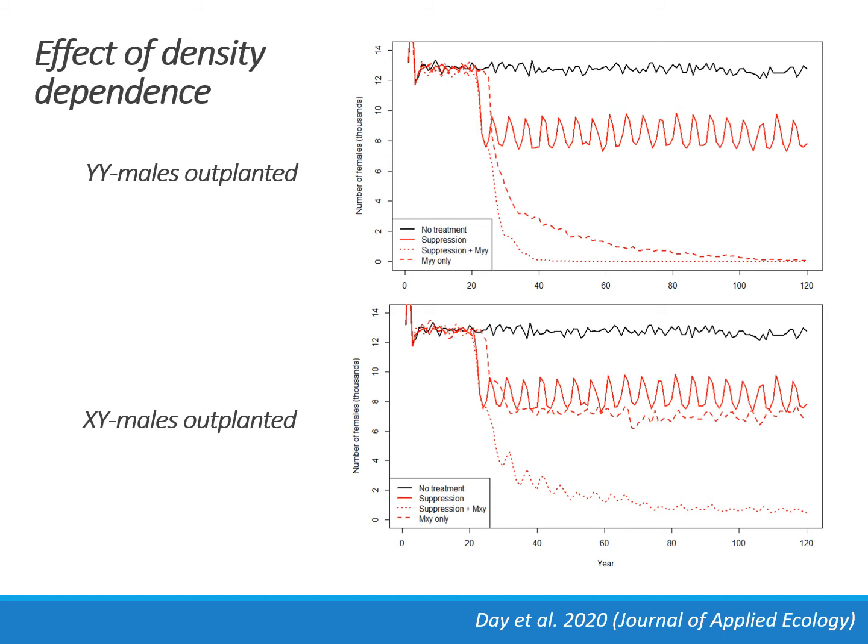And if you look at the thick dashed line, in each of these cases, there's no suppression going on. And so if you look at this bottom figure, you can see how, with no suppression at all, how much decline in the wild population there is just due to density dependence, because there's no YY male being outplanted in that case, and it's reducing the population by almost 50%. So it's a significant portion of the mortality and shift in population size that's due just to that density dependent effect.